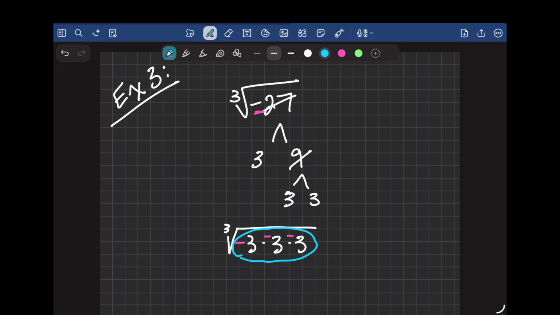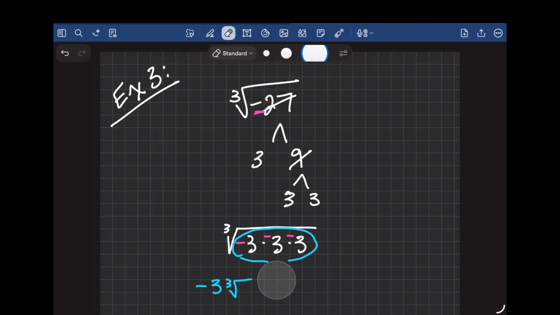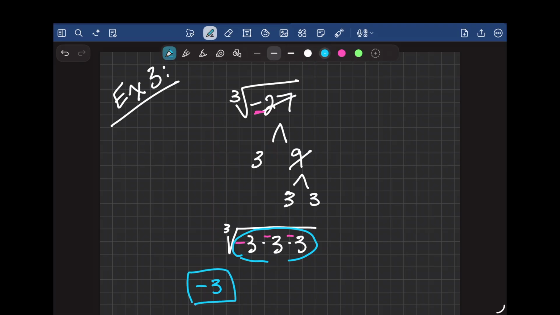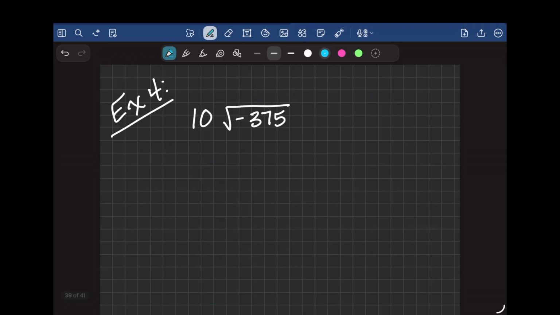So now that all 3 of those match, I can bring out that negative 3. If I think about that cubed root, there's nothing else inside. There aren't any other numbers. So I don't have to actually write that symbol at all. My final answer is just negative 3. All right, looking at another one.